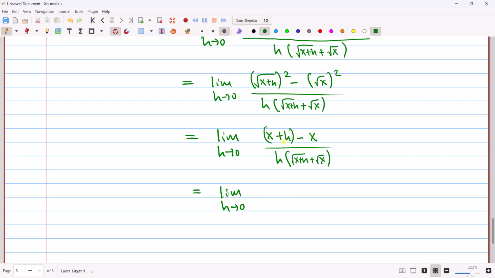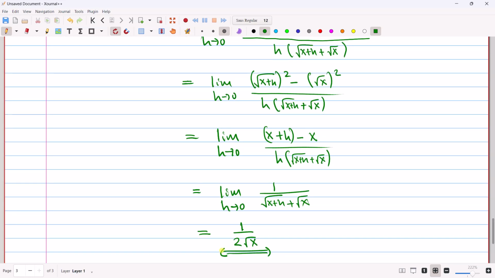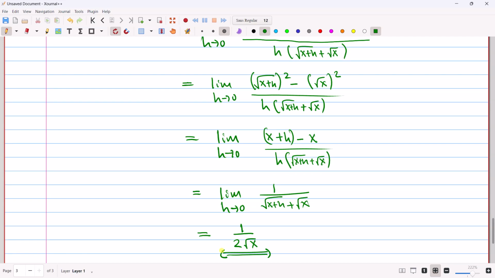Now we see the x and x cancel, so we remove an h at the top, but that h at the top is cancelled by the one at the bottom, so we just remain with 1 over root of x plus h plus root of x. So we plug in h equals 0, and we see that finally we get 1 over 2 root x. That's exactly the derivative of this function from first principles.